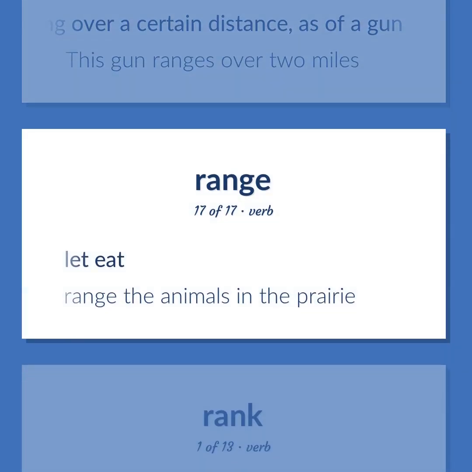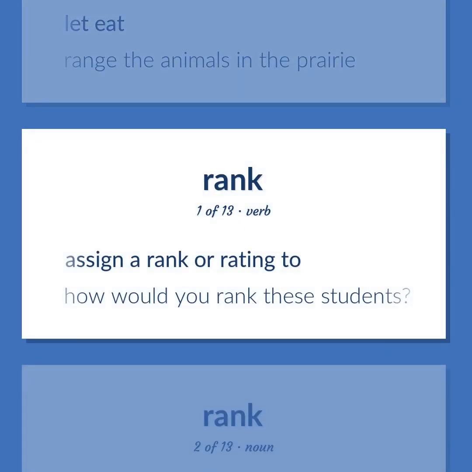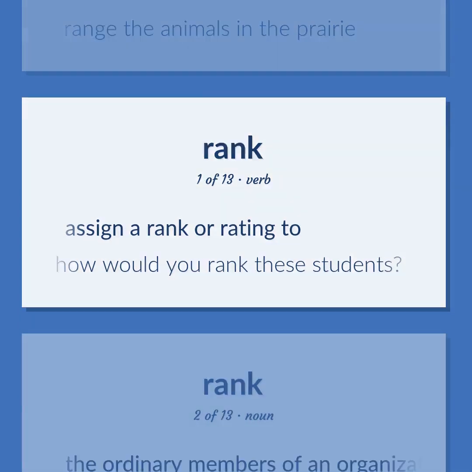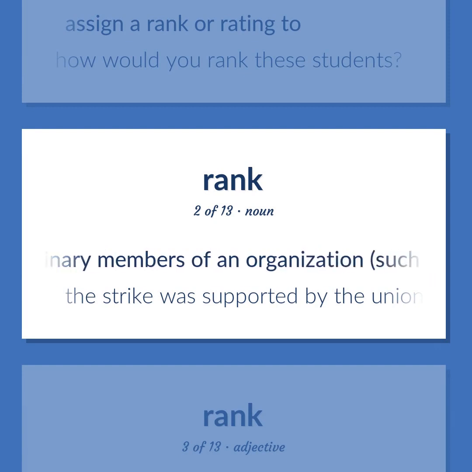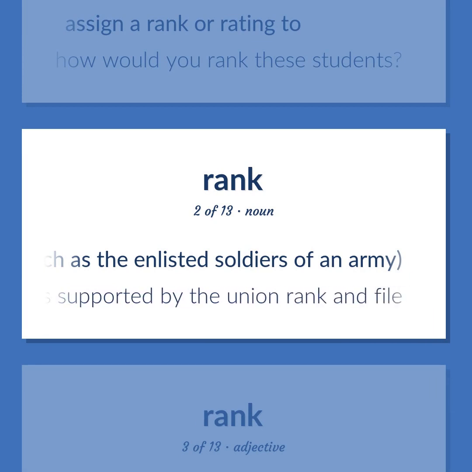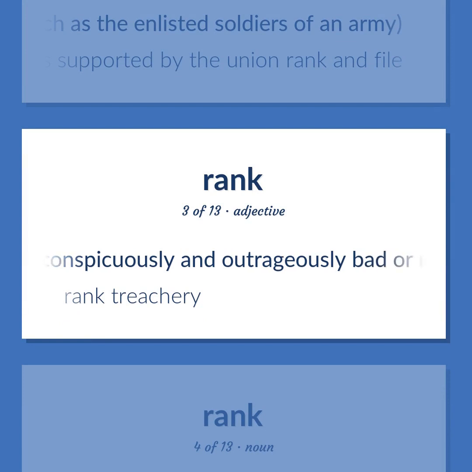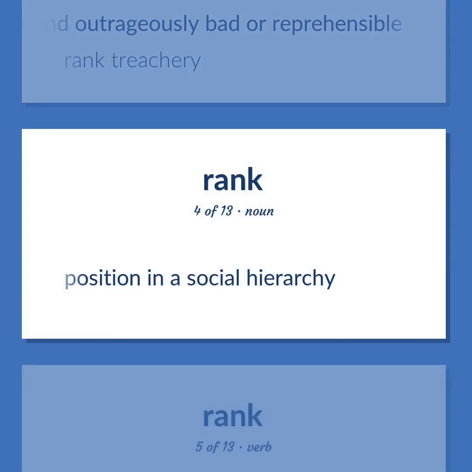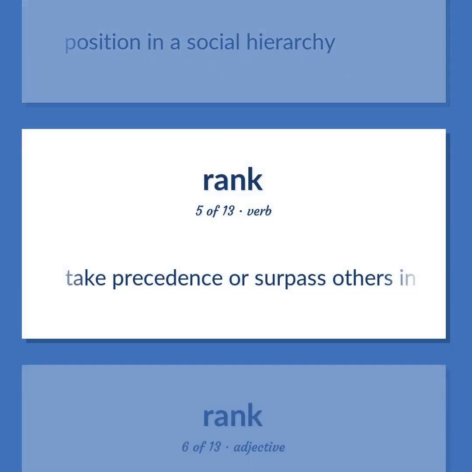Let eat. Range the animals in the prairie. Assign a rank or rating to. How would you rank these students? The ordinary members of an organization, such as the enlisted soldiers of an army. The strike was supported by the Union rank and file. Conspicuously and outrageously bad or reprehensible. Rank treachery. Position in a social hierarchy. Take precedence or surpass others in rank.